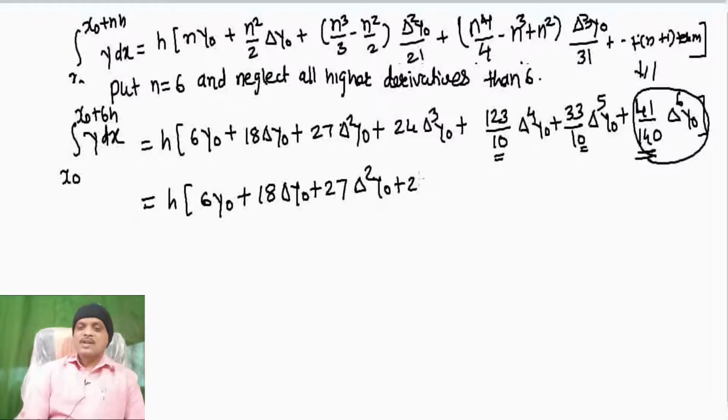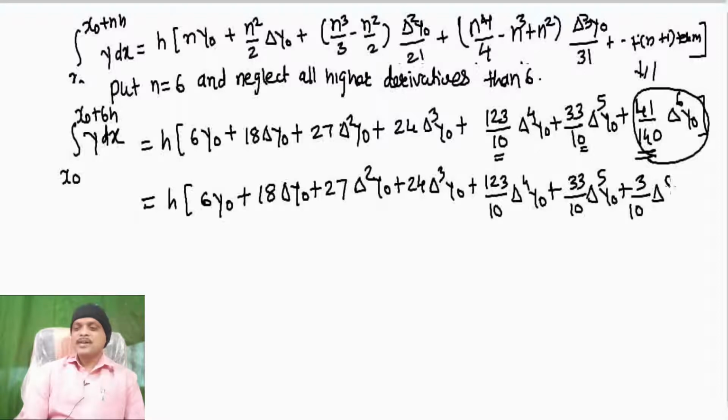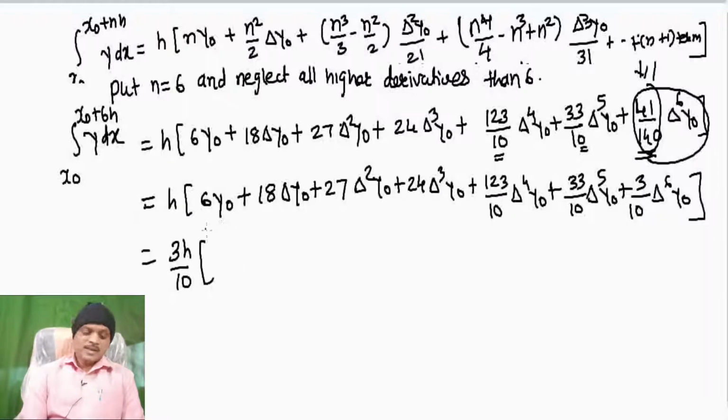24 delta cube y0 plus 123 divided by 10 delta raised to 4 plus 33 divided by 10 delta raised to 5 plus 3 divided by 10 delta raised to 6 y0. So friends, we have just taken the approximate value, that is 3 divided by 10. Now take this 3 divided by 10 as a common term. So 3h divided by 10. When we take 3 divided by 10 as the LCM, then we get here 6.